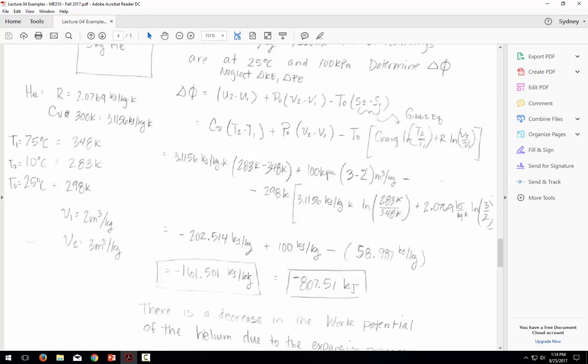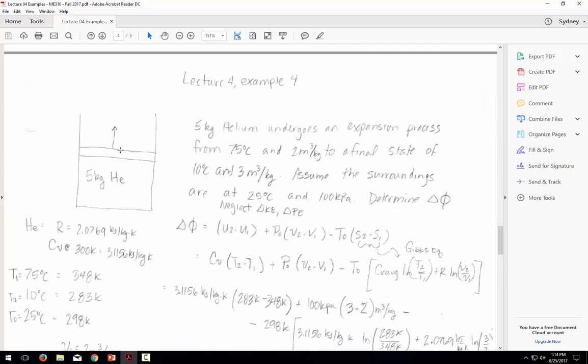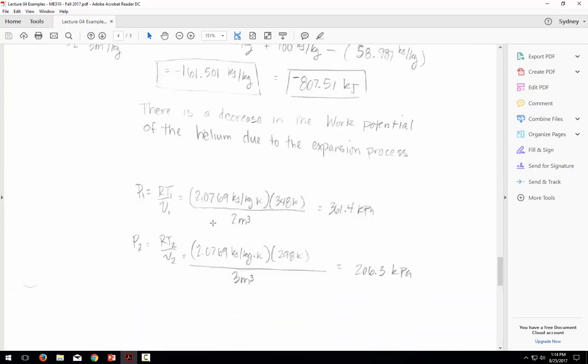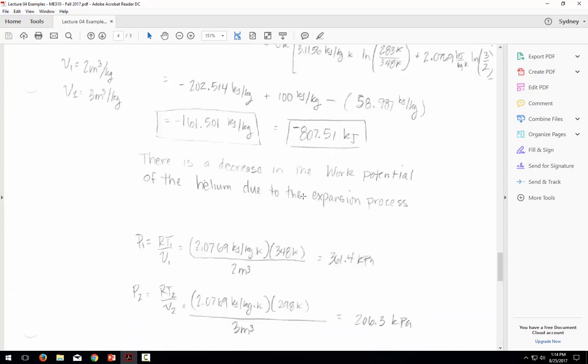So going from the initial conditions of the helium to a more expanded state where our temperature decreases and our pressure decreases, then we find that we've lost some of the ability to do work during that process. And I calculated the pressure change just for my own curiosity, that we were originally at 361 kilopascals and it decreased to 206.3 kilopascals.